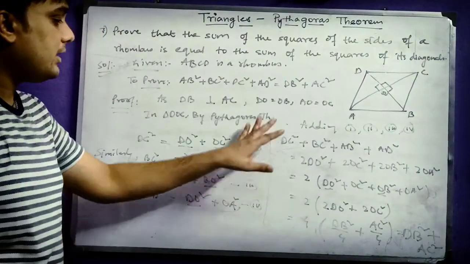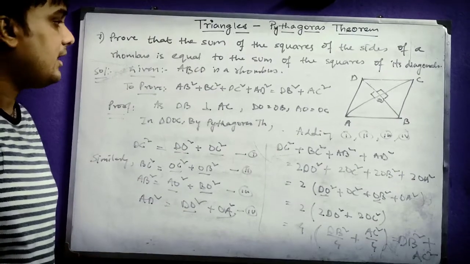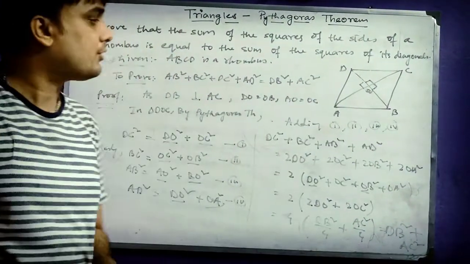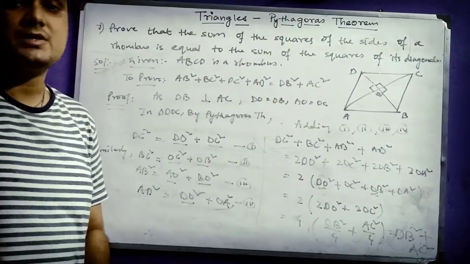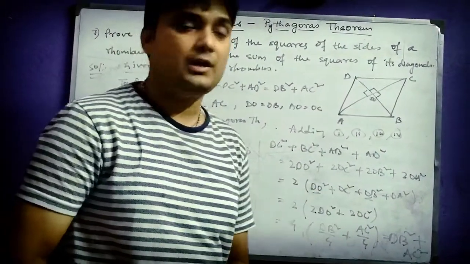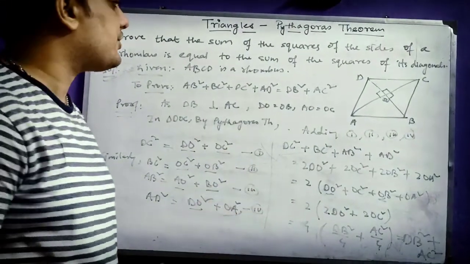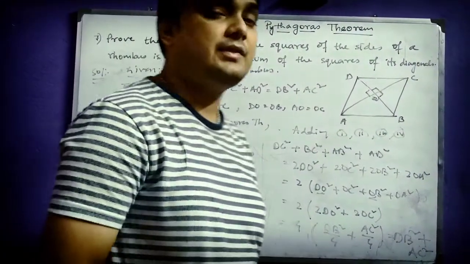So in this way you can prove it. You just have to apply the Pythagoras theorem in all these 4 triangles, and then add all these 4 equations, and you will automatically get this proof. So this is how we can solve this. This was one of the important questions in this exercise, which you can solve by this method.